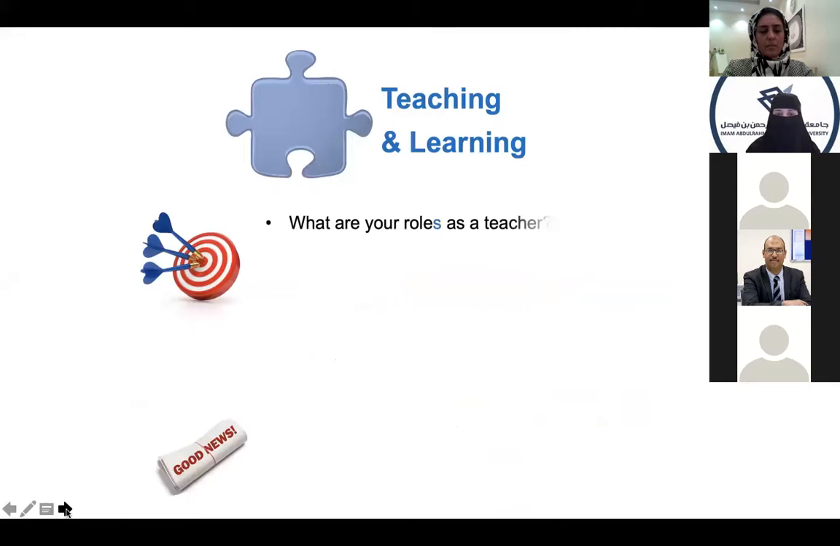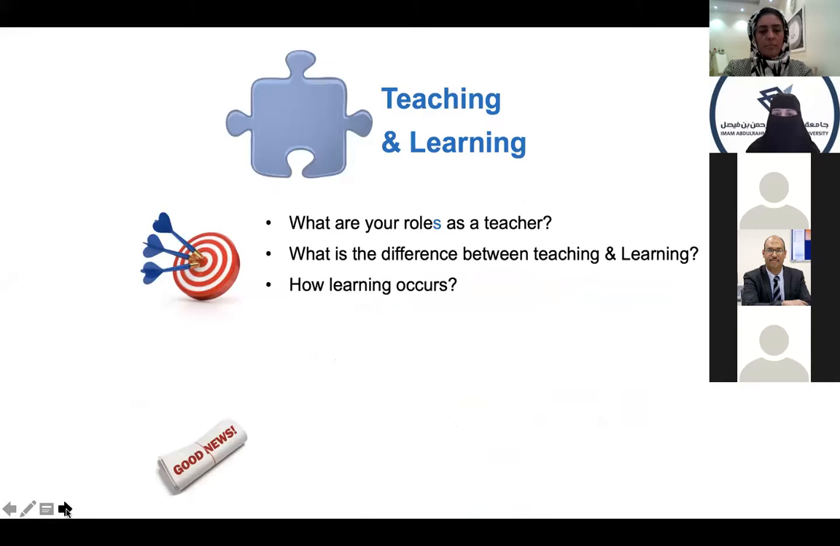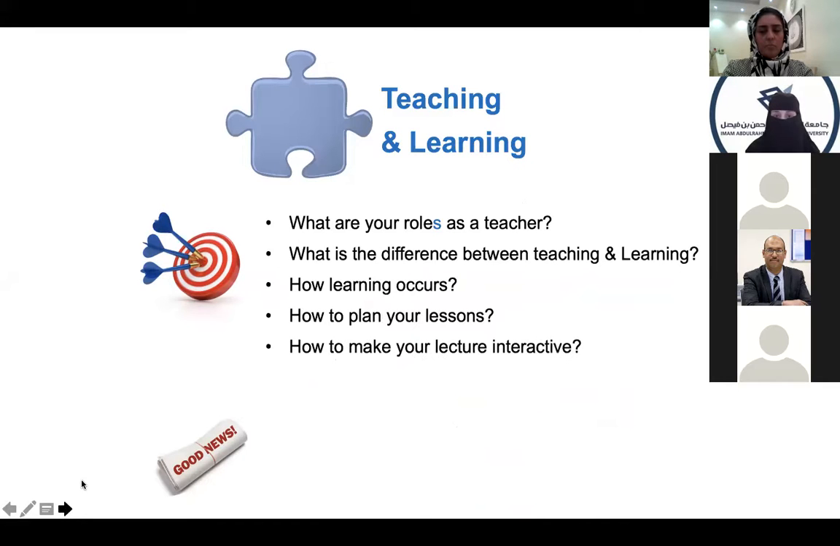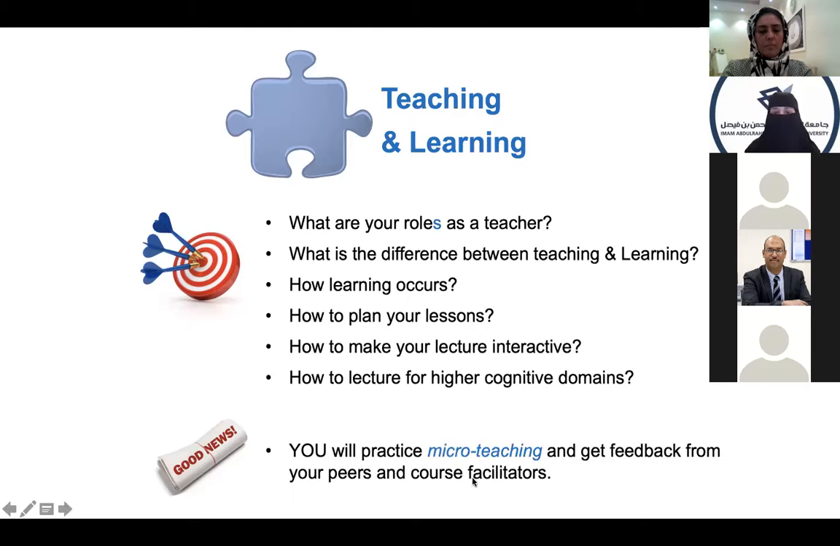And let's just go over what happens in teaching and learning. We used to talk about the roles of the teacher, the learning theories, how learning occurs, how to plan the lesson based on the learning theories, how to make your lecture interactive, and how to lecture for higher cognitive domains. And most importantly, they were practicing micro-teaching.